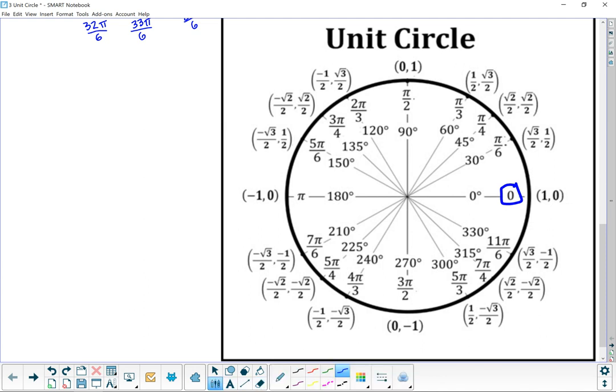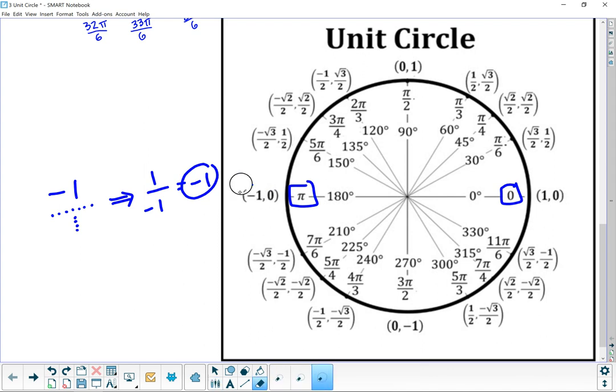And then also, if I flip negative 1, I get 1/-1, which still comes out to be negative 1. So that means that pi is my other answer. And that's only 2 places where I'll see it. So at 0 and at pi.